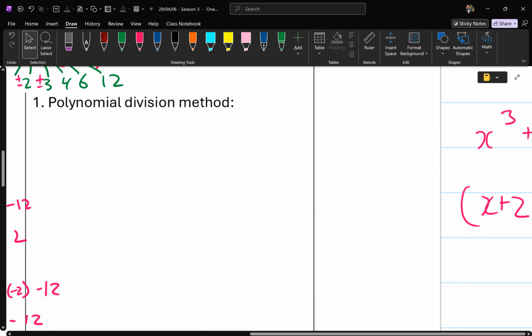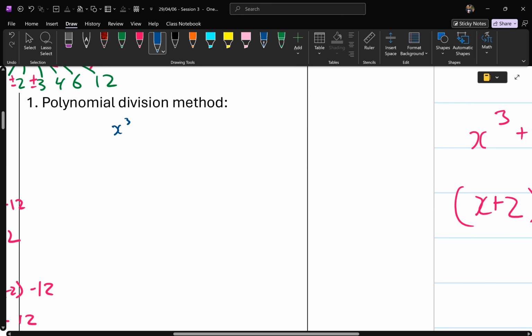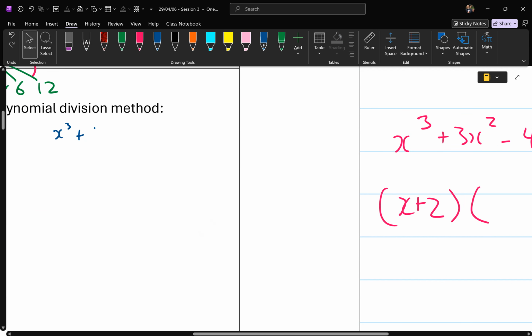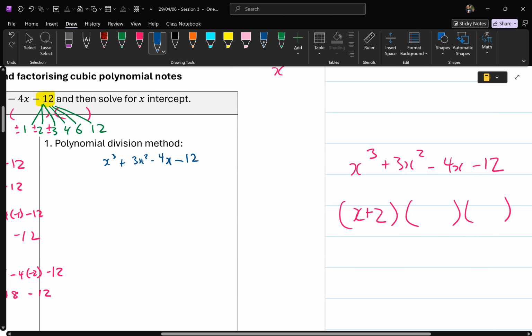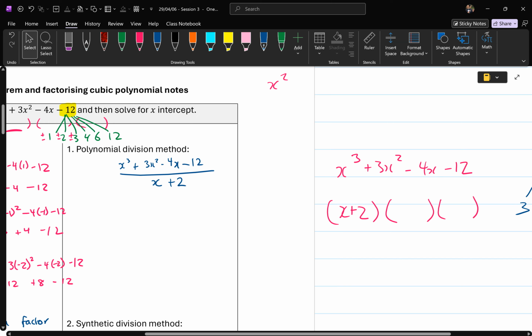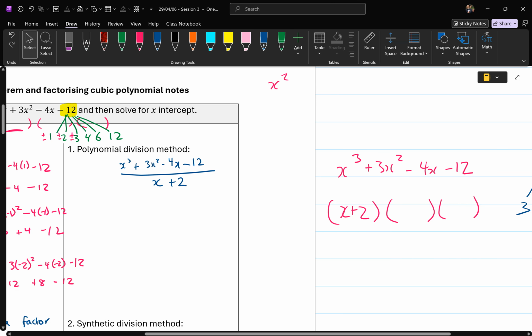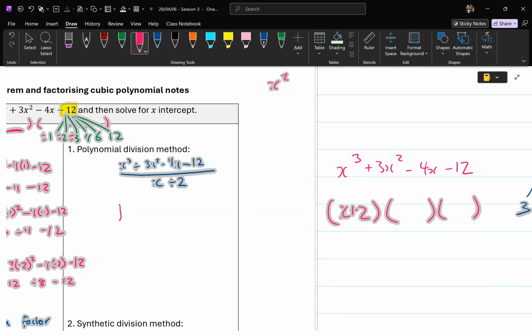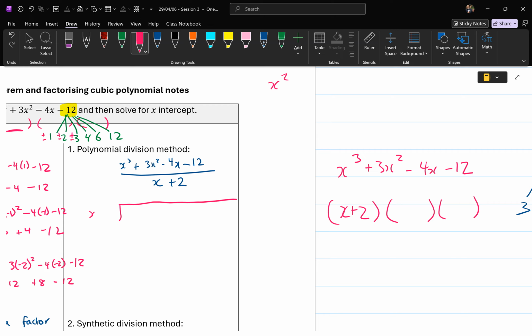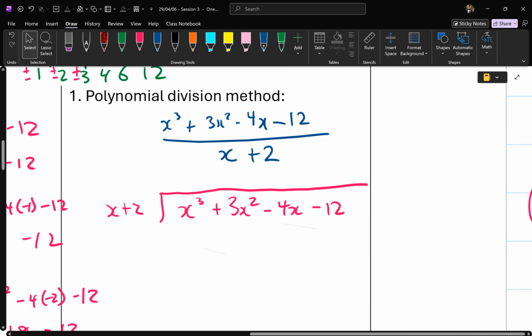But if you divide them, this is what it looks like. You're doing x cubed plus, what was it again? 3x squared minus 4x minus 12. And you're dividing this by x plus 2. What this means is how many of these x plus 2's fit into that expression? Here we go. Let's write it in. This is your long division. X plus 2. How many of those fit into x cubed plus 3x squared minus 4x minus 12? So copy this bit down.